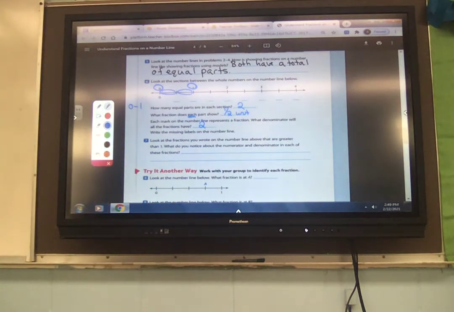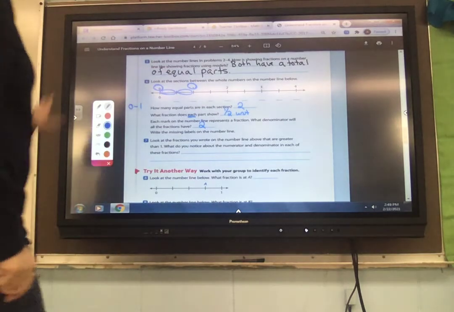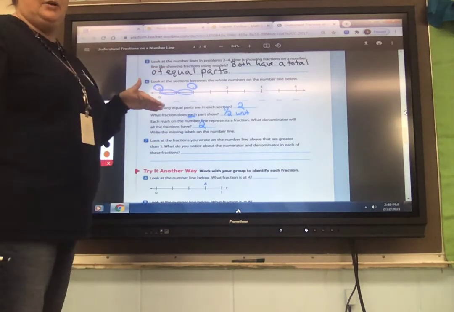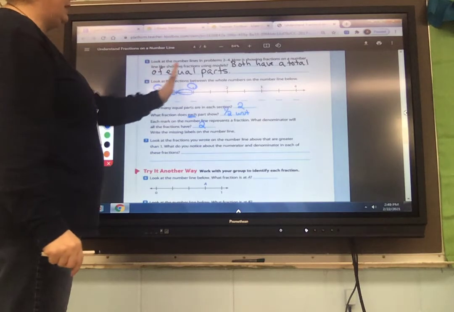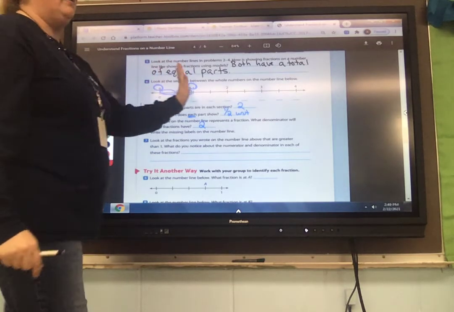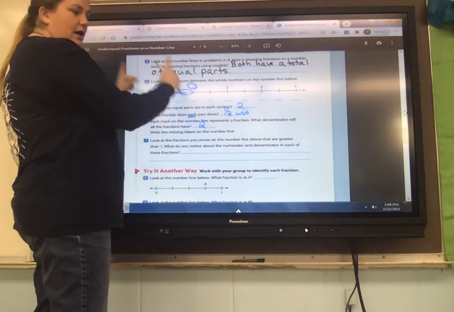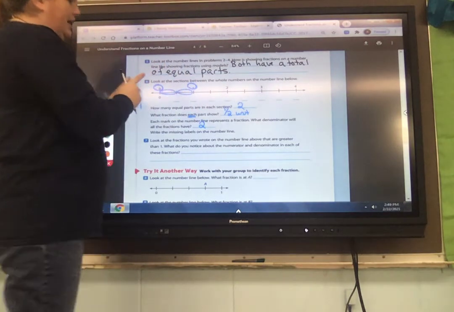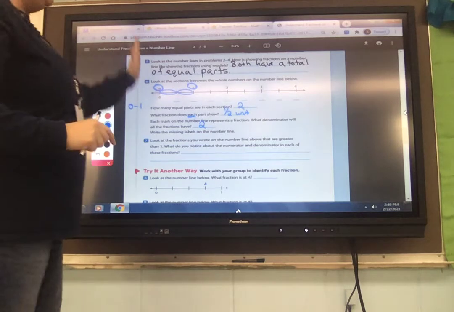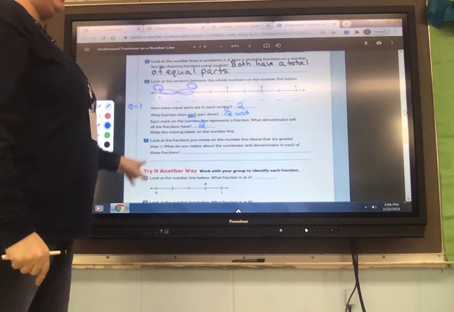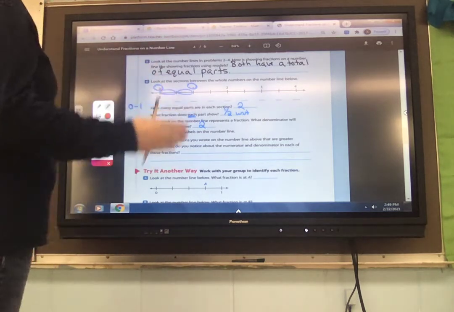That is the most important thing for you to understand, is when we're getting our denominator, our total number of parts, we're only counting from 0 to 1. I don't care what's on the rest of the number line. All I want to find is 0 and 1. I want you to put that somewhere in that brain and lock it away. When you need a denominator, you only count from 0 to 1.